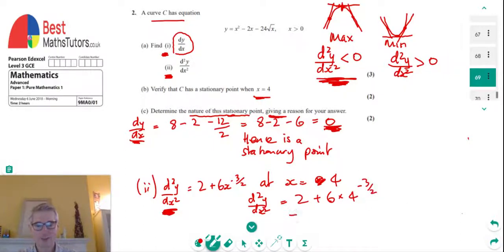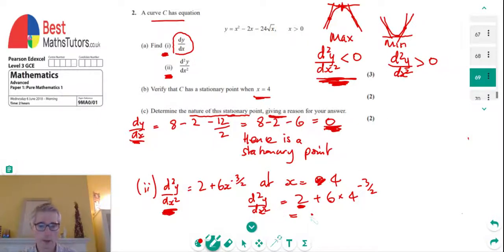It's not always necessary to work out the exact answer for this. We can see that all parts of this are positive, because the 2 is obviously positive, and this power of 4 is also going to be positive. So overall, this is going to be positive, so this is greater than 0. But I will work it out anyway, though we could see it's greater than 0, so we do know it's a minimum.